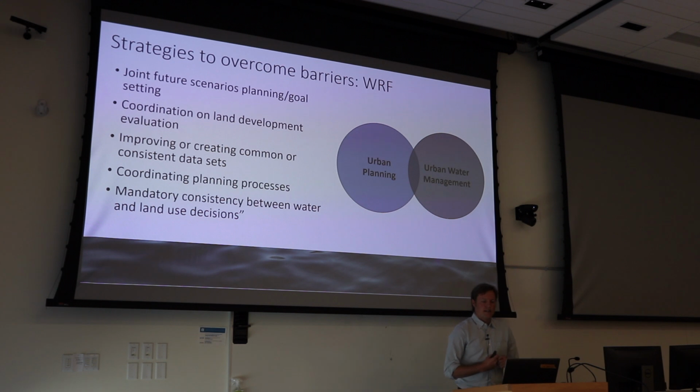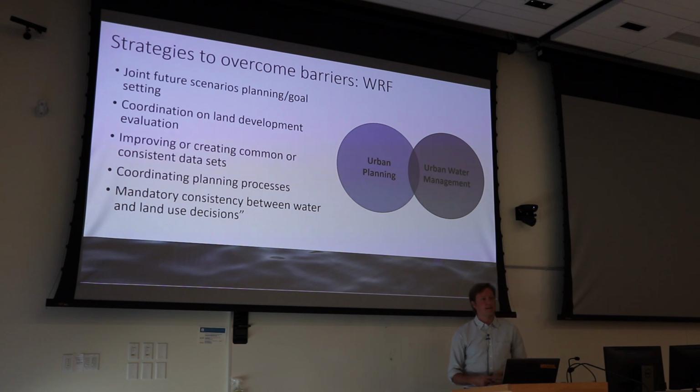So we asked them what we can do, and the water resource managers thought joint future scenario planning would be important, these kind of coordinated planning processes. Coordinating on land development permits. So before development occurs, let's get the water managers and the land use planners in the same room working together. Creating common or consistent data sets. I mentioned how difficult it is to get water consumption data. I think breaking down that barrier would help planners better plan for long-term growth and whether there's available water supplies. And then mandatory consistency between water and land use decisions. If there was a federal law or state laws that require coordination, coordination would occur.